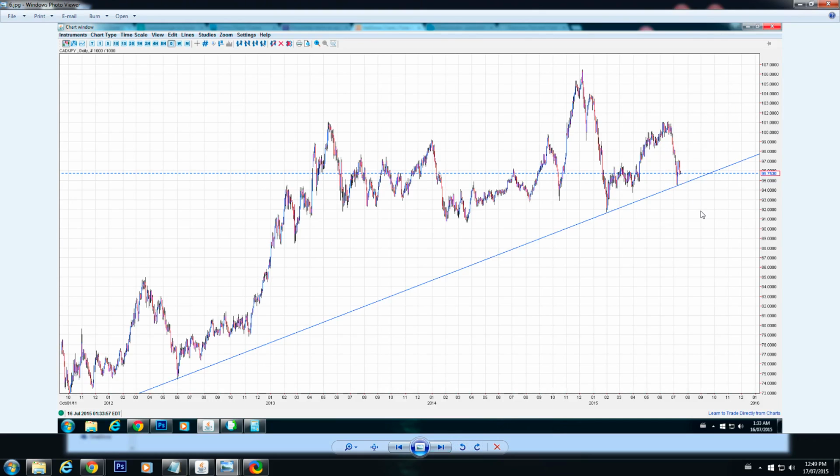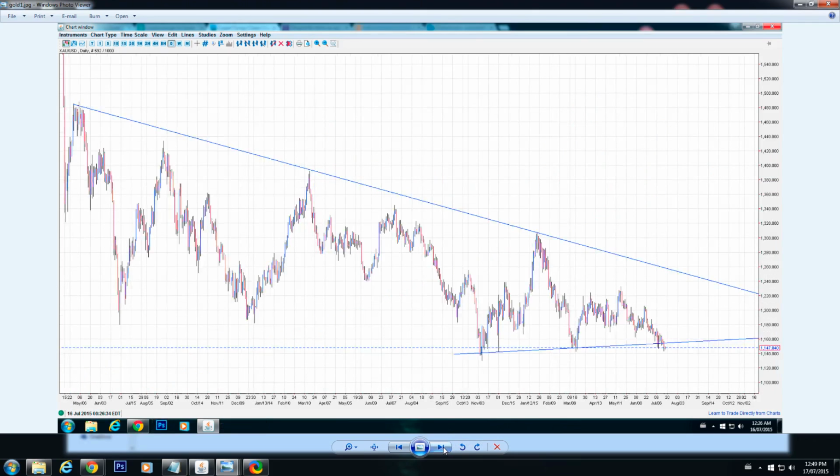If this breaks, it most likely will not come back up to test the line. I'm pretty confident, but you never know. So moving on, gold. You have your line here and your line here.